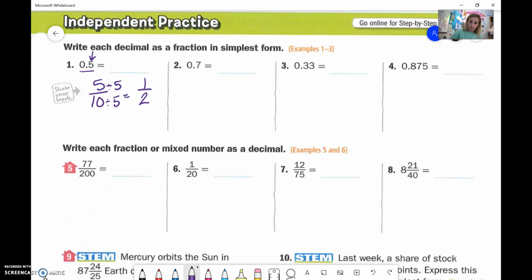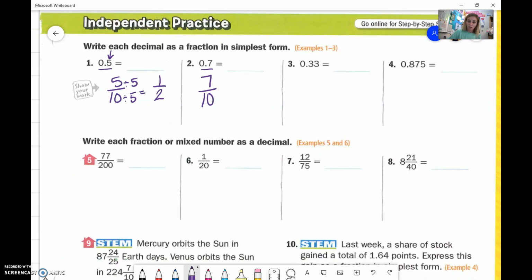The next one, I see 0 and 7/10. 7/10. Now, we need to write it in simplest form. 7 and 10, do they have a common factor? Let's see, the factors of 7 are 1 and 7. The factors of 10 are 1 times 10 and 2 times 5, so 1, 2, 5, and 10. Do they have a common factor? No. This is already simplified.